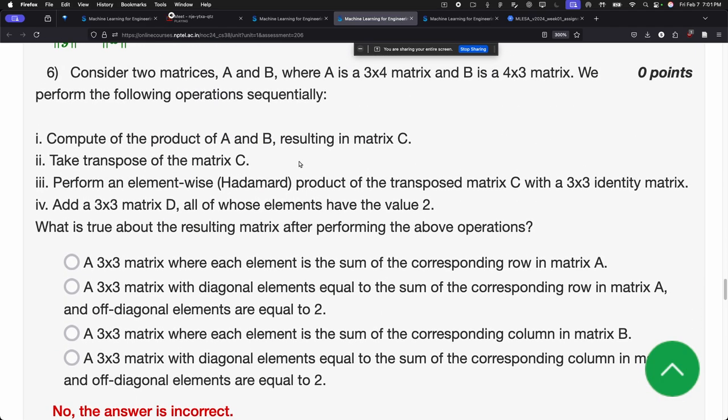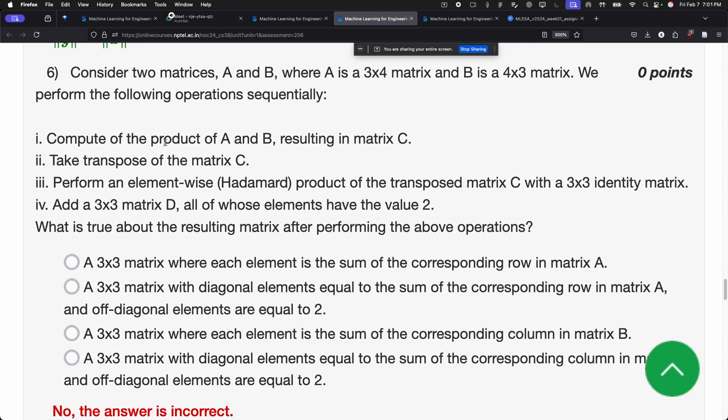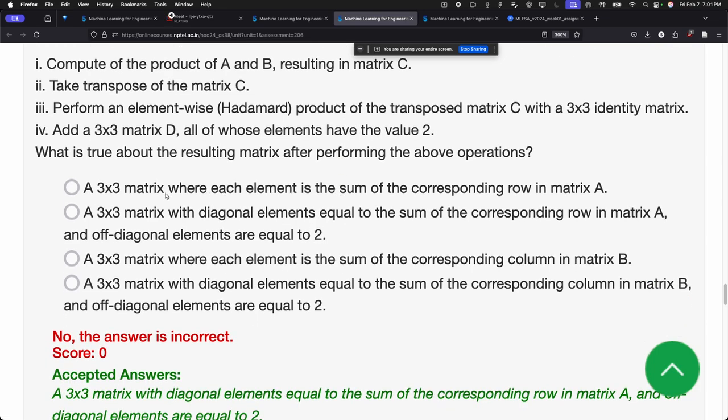I will read this one. Consider two matrices A and B, where A is a 3 into 4 matrix, B is 4 into 3. We perform the following operations sequentially. Multiply A and B resulting in C. Take transpose of C, perform element-wise Hadamard product of C with an identity matrix, add a 3 cross 3 matrix T, whose all elements have value 2.